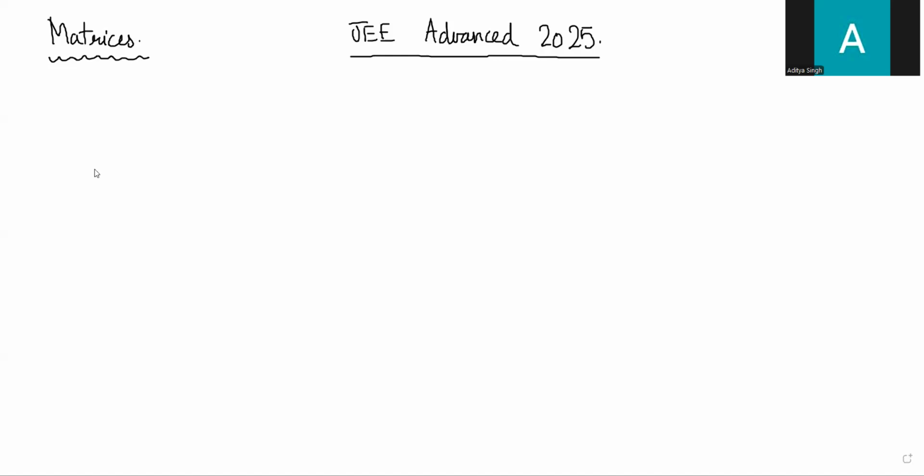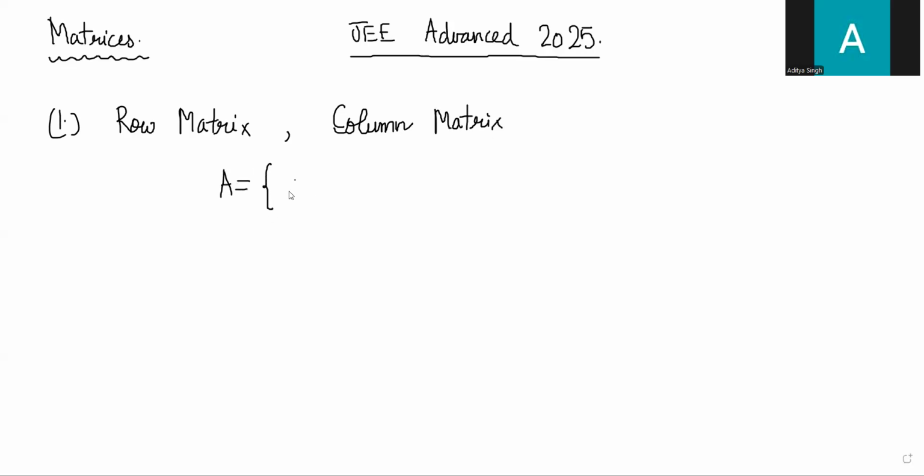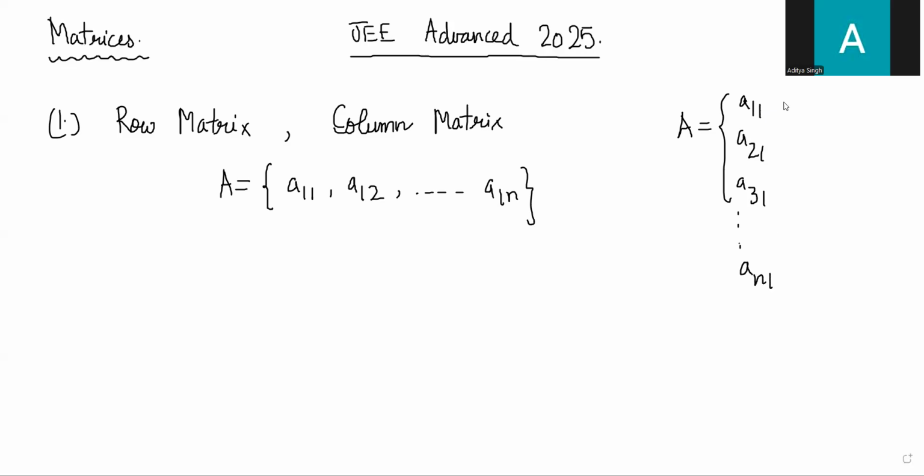So let's start off with basics of matrices. You know what these terms are: row matrix, column matrix, and all. Yes sir. So row matrix is basically a simple list of numbers. A row matrix can be written like this: A11, A12, and so on till A1n. Basically, इसमें single row है. Similarly, column matrix can be written like this: A11, A21, A31 till An1, right?